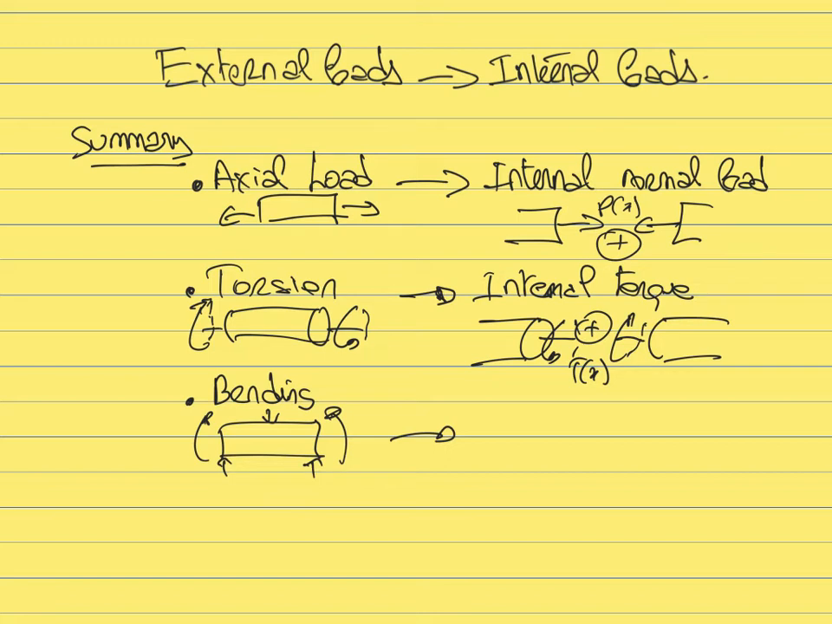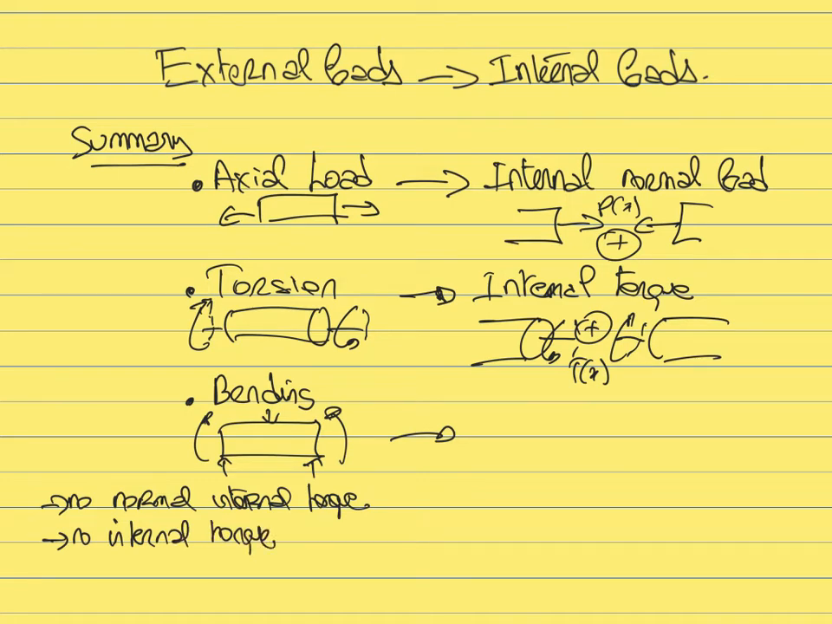So if there is no change in the length, it means that there is no elongation. And if there is no elongation, then there will be no normal internal load. So we don't have to worry about this. The other thing is that bending is not going to cause the twisting of the beam. So if there's no twisting, then there's no internal torque.